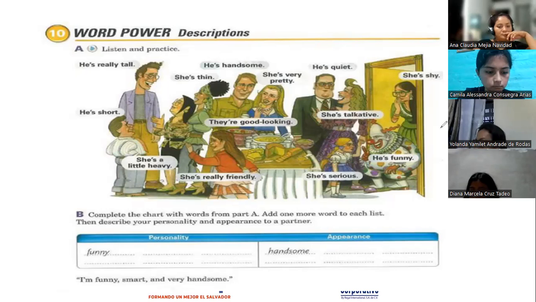Entonces, en este momento, usted va a separar las palabras que se refieren a personality y aquellas que sean appearance, de esta presentación. Talkative, quiet, pretty, handsome, thin. Separen la personality y separen appearance. Y también pueden agregar una palabra más que no esté aquí, que entre en personalidad o en apariencia. Okay, I will give you a couple of minutes and we do that, right? Let's go.